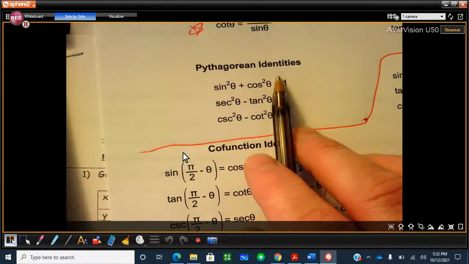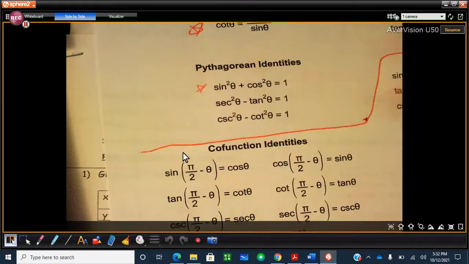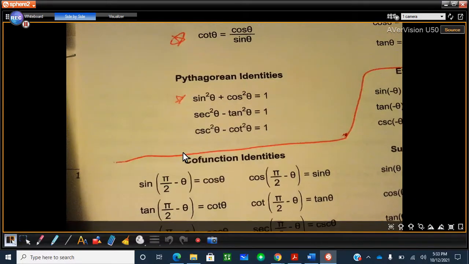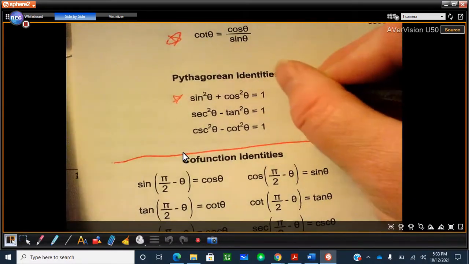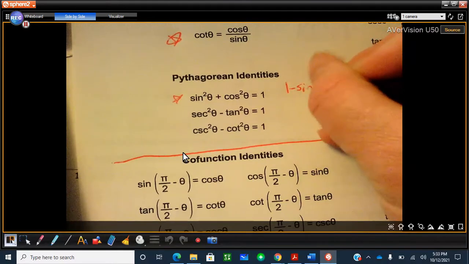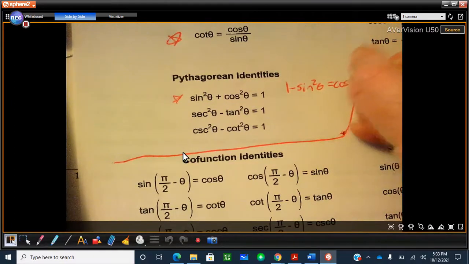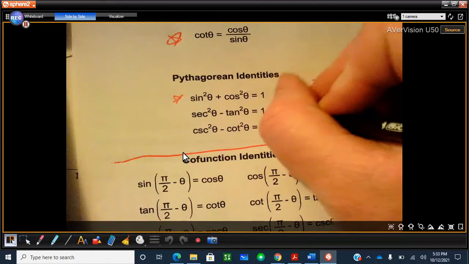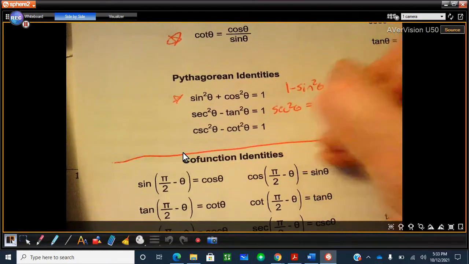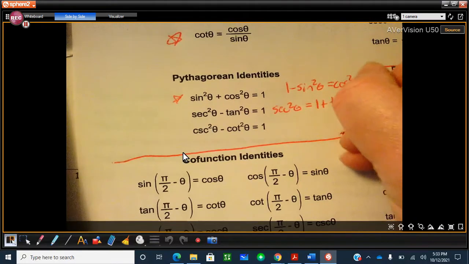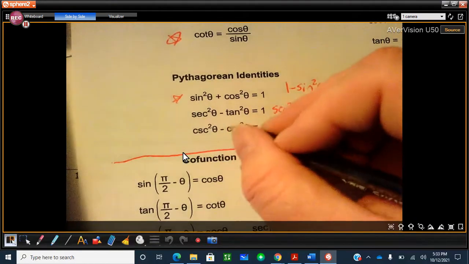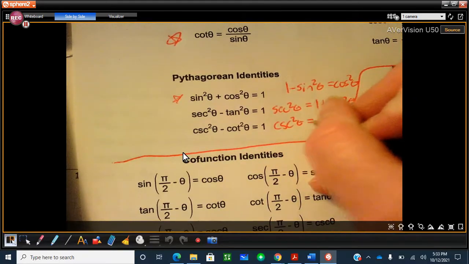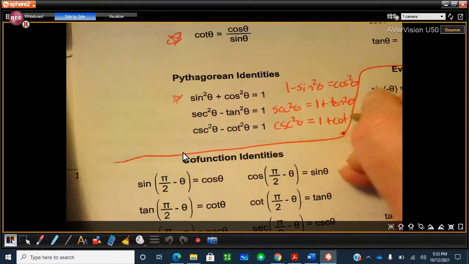Pythagorean identities. This one I'll start, but when you get your sheet on your midterm or your final, I would go ahead and write 1 minus sine squared theta equals cosine squared theta. And then over here, secant squared theta would equal 1 plus tangent squared theta. And then over here, cosecant squared theta would equal 1 plus cotangent squared theta.